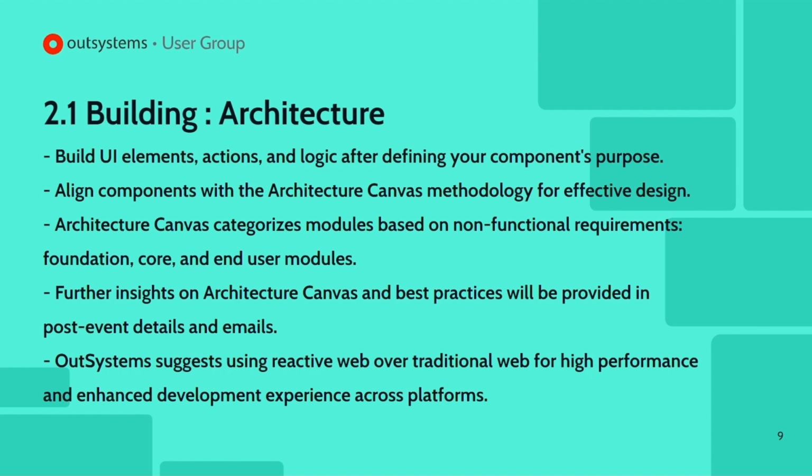Within the architectural canvas, modules are categorized based on non-functional requirements, that is the foundation module, core module for business services, and end user module for UI and processes, so called the three-layer architecture. For a more in-depth exploration of the architectural canvas and its best practices, we can delve into it in another session. OutSystems documentation on the architectural canvas will be provided in our post-event details.